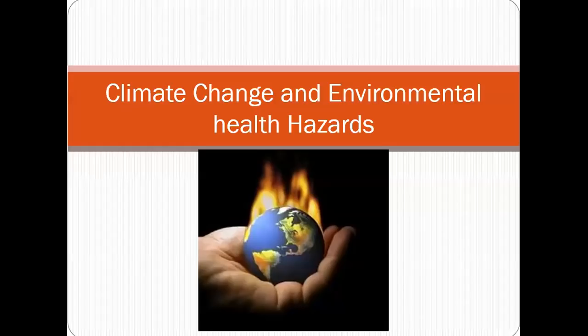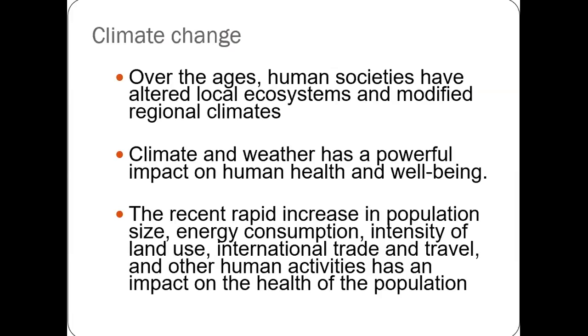Okay, so what is climate change? Over the ages, human societies have altered local ecosystems and modified regional climates. This is usually attributed to the natural atmospheric phenomena that we experience from time to time: volcanic eruptions, earthquakes, storms, hurricanes. We are not new to this, because our country is constantly being battered by storms and hurricanes. Climate and weather have a powerful impact on human health and well-being.